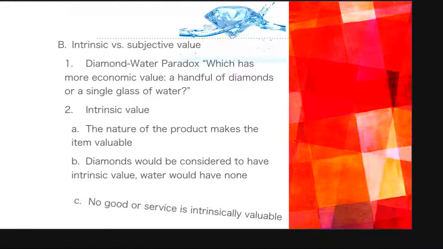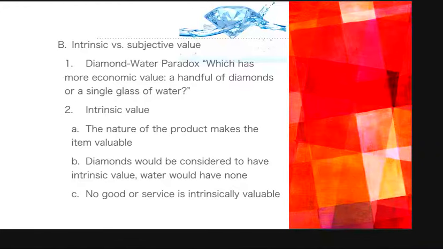So what Carl Menger said is that no good or service has any sort of intrinsic value, and the worth is always determined by the usefulness to the buyer. And so if there's no value there for a purchaser or a buyer, then there's not going to be an exchange made.